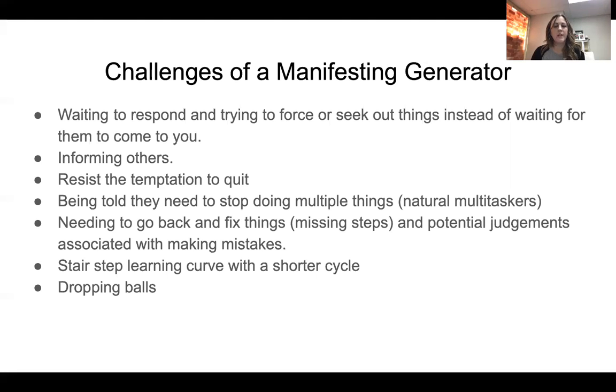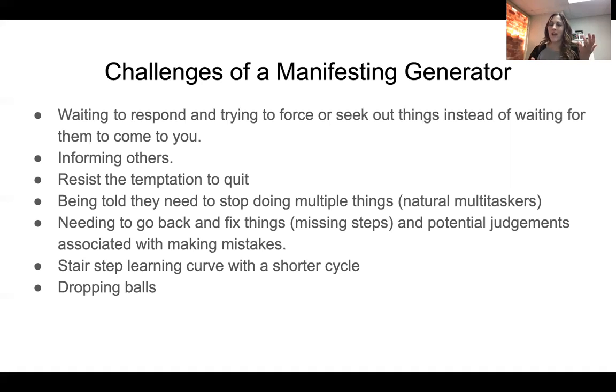Yeah. And when you put Generators and Manifesting Generators together, it will look like the Manifesting Generators are going out ahead of the Generator. To some degree they are, but the Generator at some point will catch up to the Manifesting Generator because they don't skip steps. Yeah. We liken it to the tortoise and the hare.